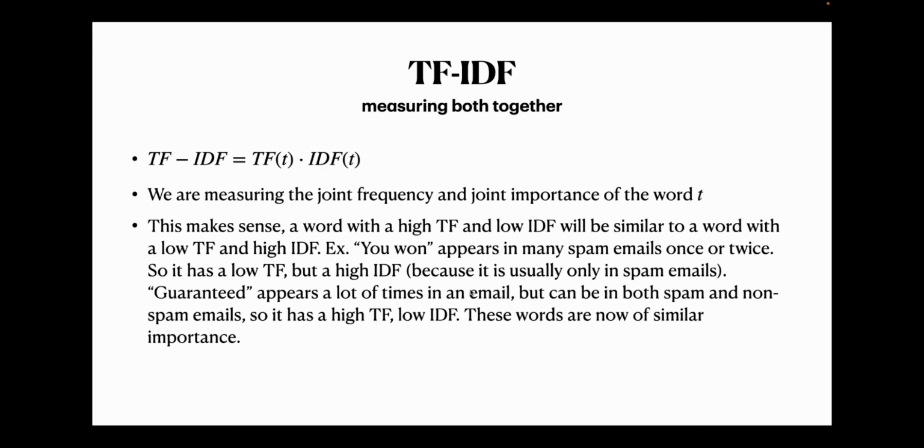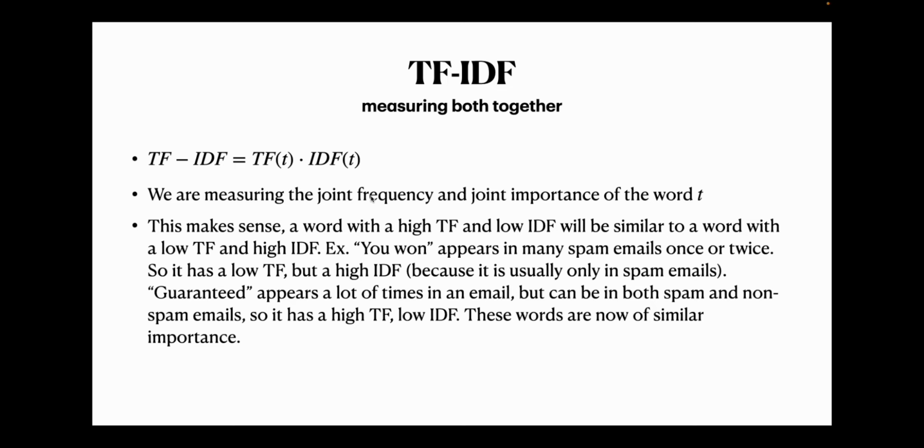Because, let's say you have U1 and guaranteed, both are important words, right? You can already tell. U1 appears in many spam emails, but not too many times in a single spam email. Sometimes it could be, but usually it's not that many times. So it has a low TF but a high IDF, because it usually is only in spam emails. Then guaranteed appears a lot of times in an email, but can be in both spam and non-spam emails. So it has a high TF and low IDF. Now you can see how these are going to coincide, and now the words are going to be of similar importance. Low TF, high IDF, and then high TF and low IDF. So that's why we measure them both together.